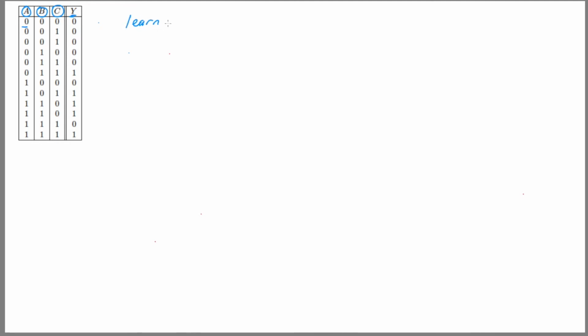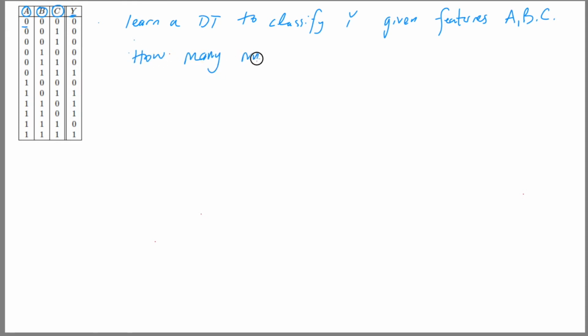We learn a decision tree to classify Y given features or attributes A, B, and C. And we don't do any pruning or anything fancy like that. And then we basically want to know how many mistakes are made. This is slightly different to the previous question because now we're assuming that we don't observe perfect observations from the true function, right? There's going to be some noise, so that's a more realistic setting.